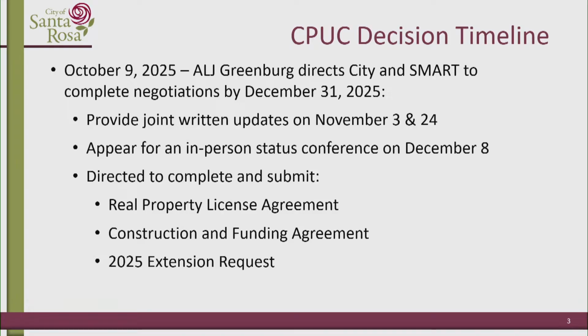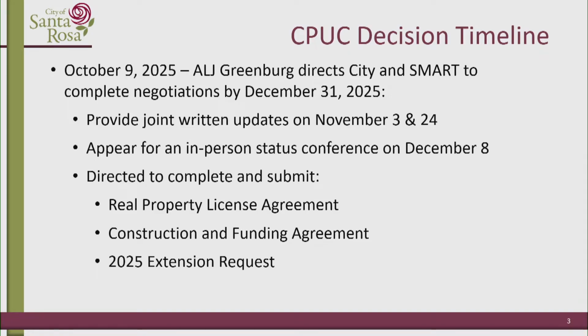As we were working with SMART through the course of this process, we were able to arrive at what we believe is an agreeable resolution for language associated with a real property license agreement. That language is attached to this document, and I'm going to go through that, especially where we had questions raised by council and direction given to staff that became the focus of the negotiation point.